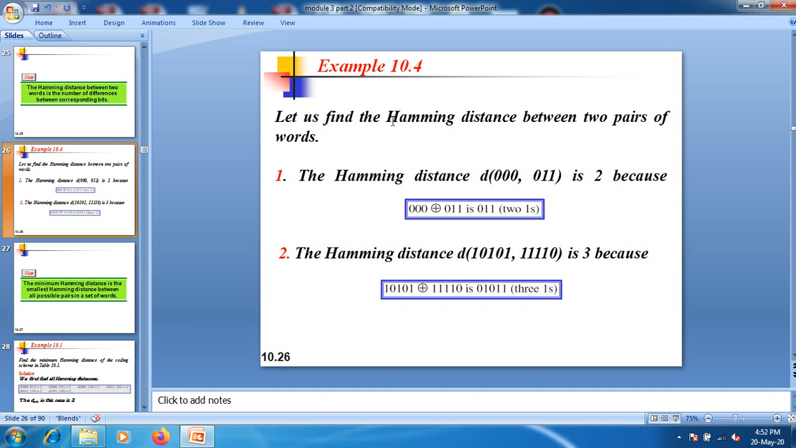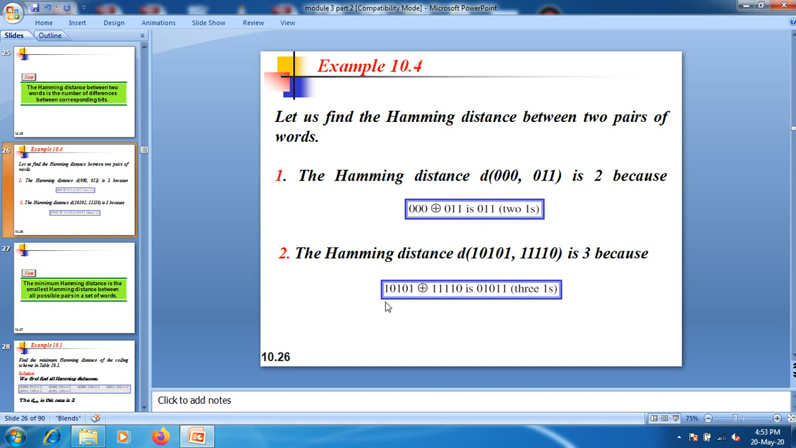Let us find the Hamming distance between 2 pairs of words. The Hamming distance between these 2 terms, 0 0 0 and 0 1 1, is 2. If you perform the XOR operation between these 2, we get the result 0 1 1, and we need to count the number of ones here, which is 2.